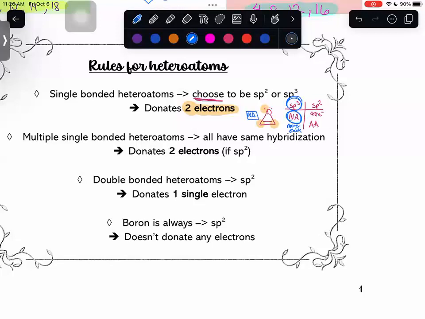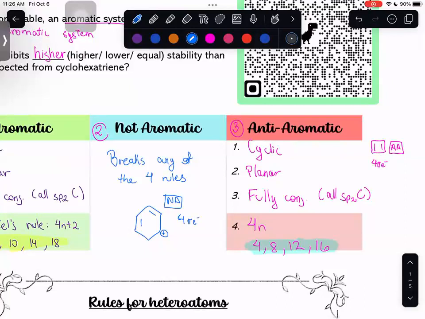Aromatic, is it Hückel's rule? Because both examples have 4 pi electrons, one of them breaks one of the 4 rules. Non-aromatic breaks one of the 4 rules. Anti-aromatic follows all the rules, but non-aromatic breaks them. So it doesn't always have to break them.